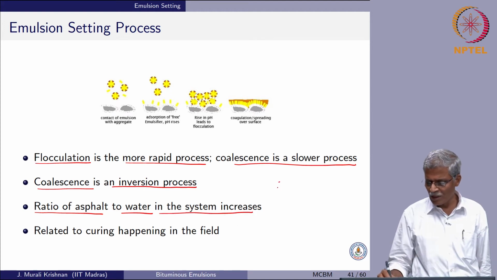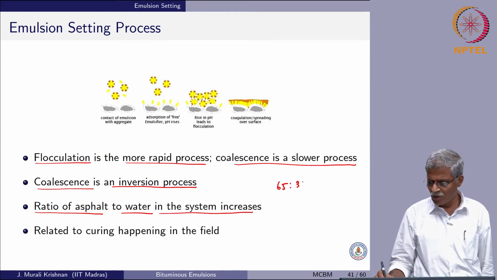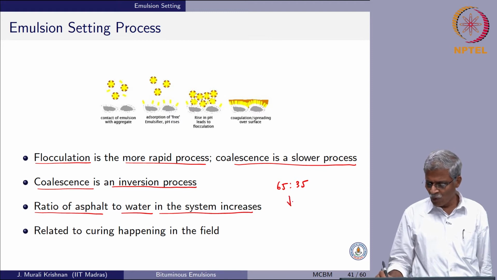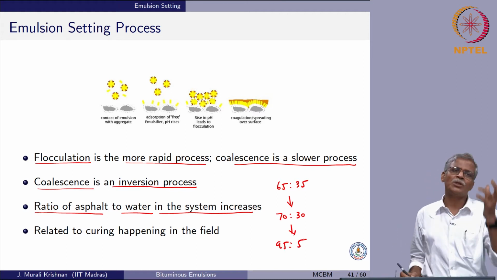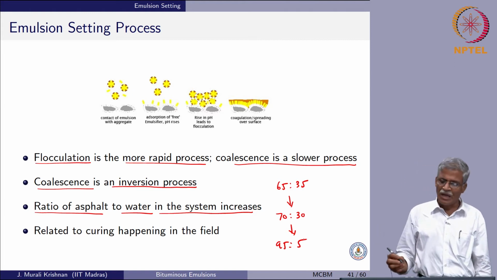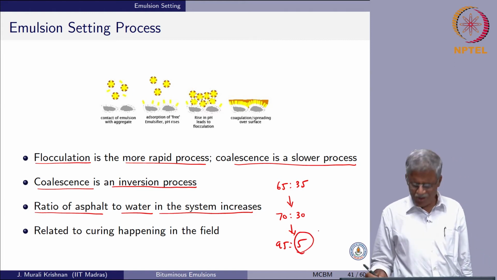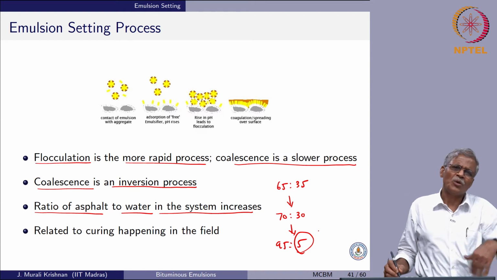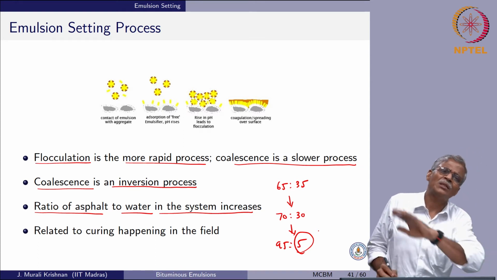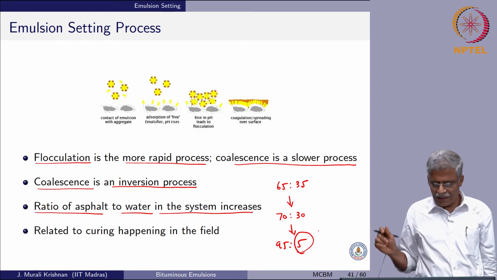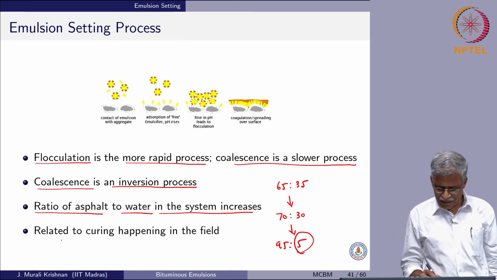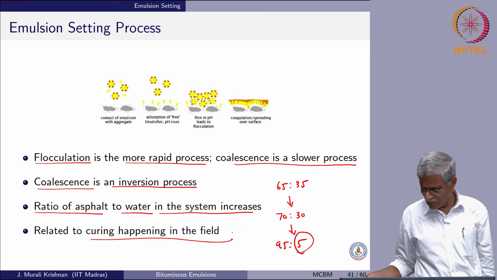See, for instance, let us say you made an emulsion with 65 to 35. Slowly it becomes 70-30, and eventually something like 95 to 5. So, this is the proportion that I am talking about. Now this remaining residual water will take some time to leave the system, and that is when the strength development also will take place a little more slowly, and this is related to the curing that is happening in the field.